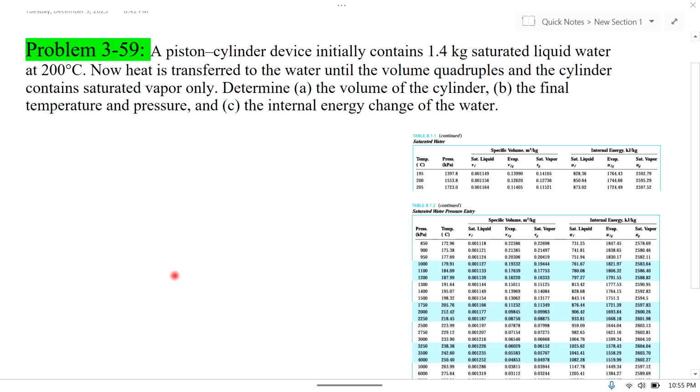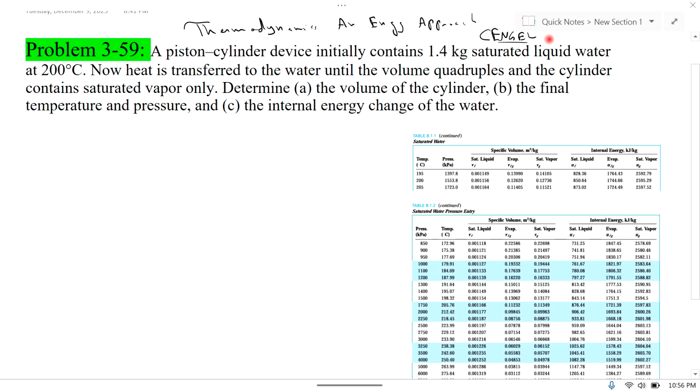Bismillahirrahmanirrahim. In this lecture, I am solving problem 3.59 from the book Thermodynamics: An Engineering Approach by Cengel.